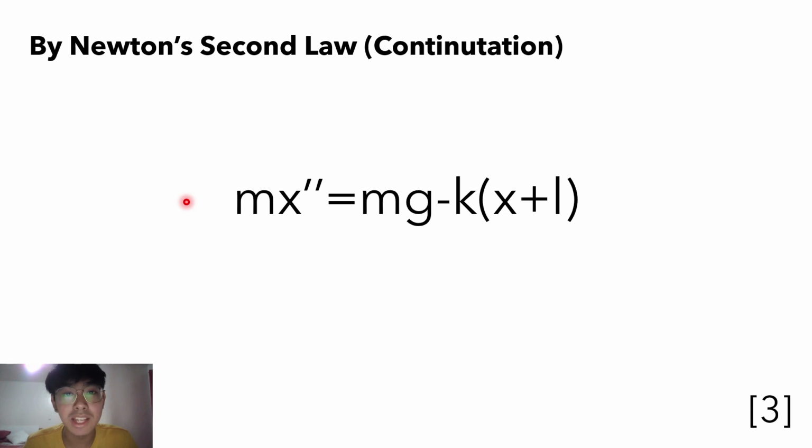So where did the x double dash come from? Recall that the second derivative of position with respect to time is equal to acceleration. So what we did is we just replaced the a with x double dash. So we have our working equation here.